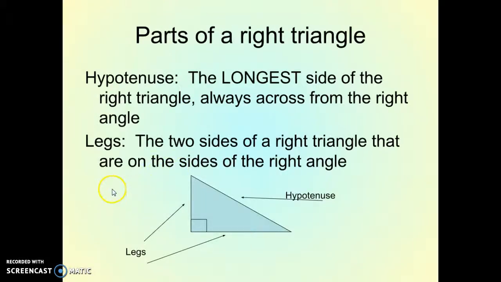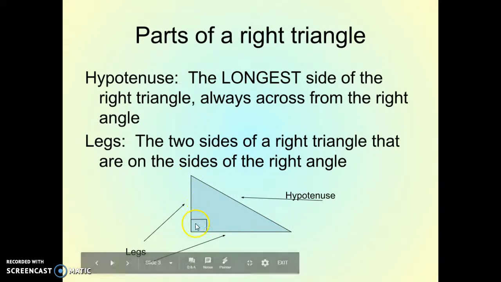A couple more definitions. You don't necessarily have to know these words, but you need to know how to use them. In a right triangle, across from the right angle is called the hypotenuse. It's the longest side. It is always across from the right angle. The other two sides are called legs. They're the shorter sides. So the most important thing to know is that the longest side is across from the right angle.